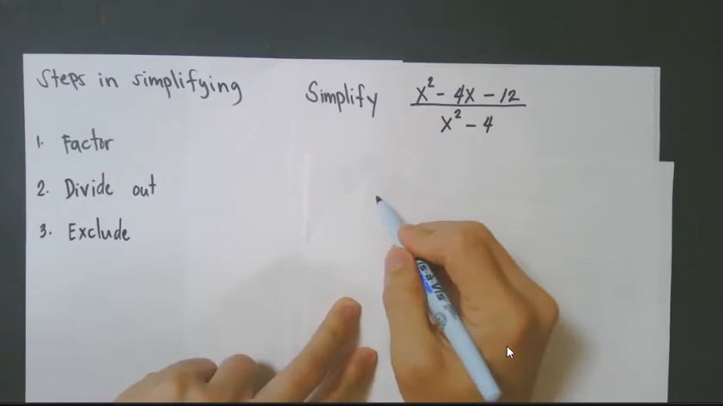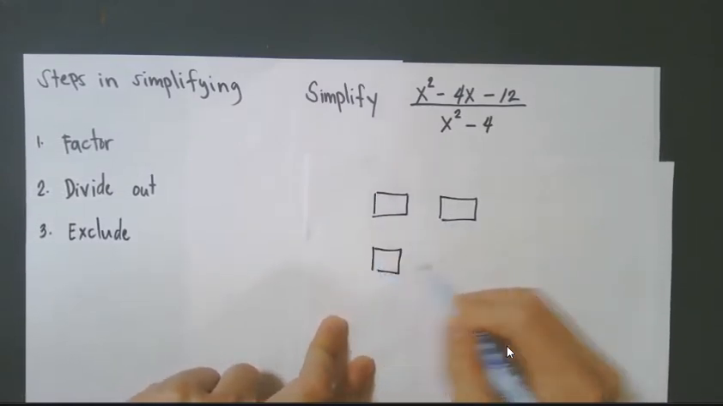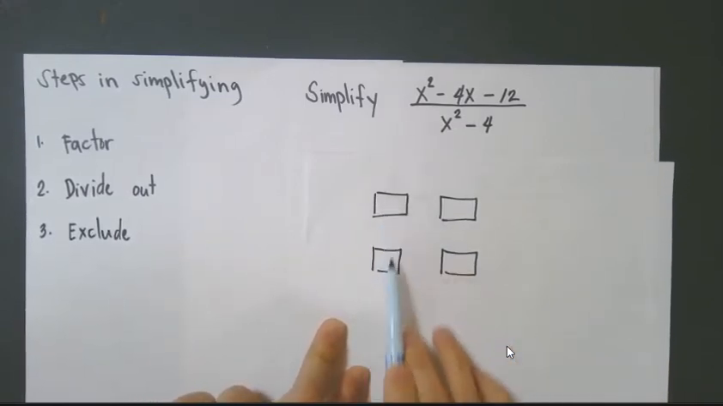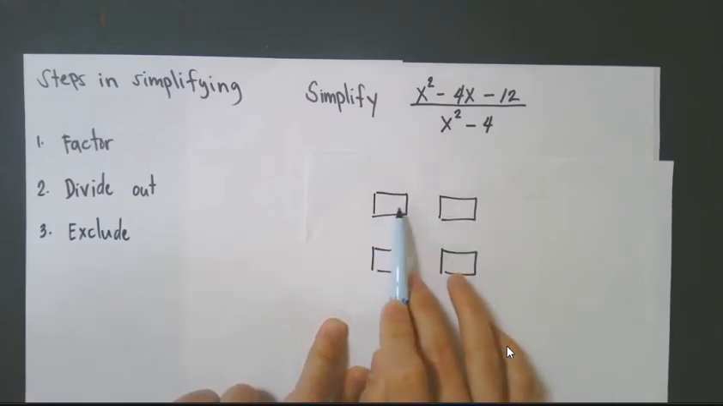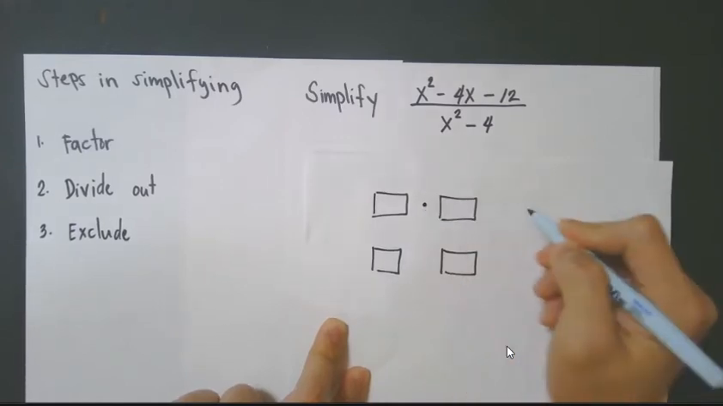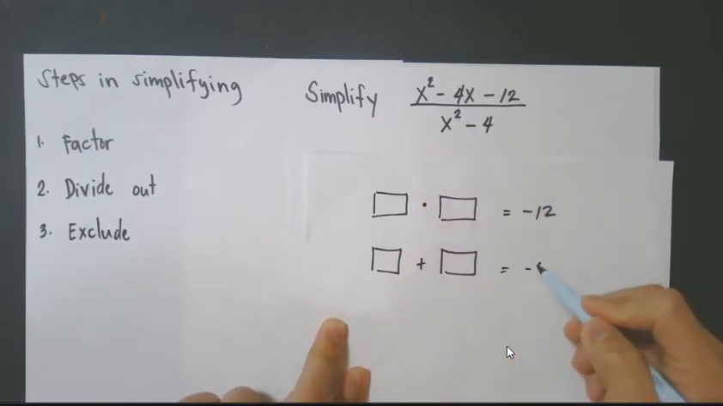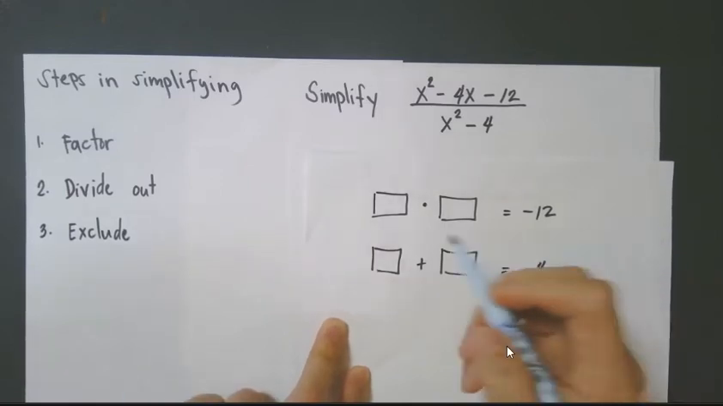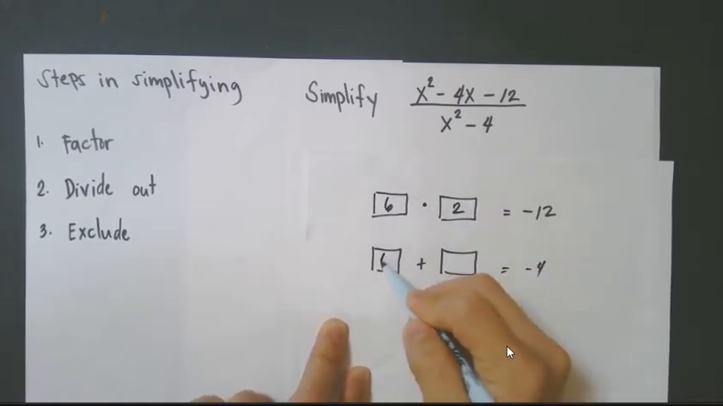So you want two numbers, the same numbers. Okay, you want these two numbers the same. So that number should be the same here, and that number should be the same here. So you want two numbers that if you multiply them, you'll get a negative 12. But if you add them, you'll get a negative 4. So we have 6 and 2. So we'll use 6 and 2.